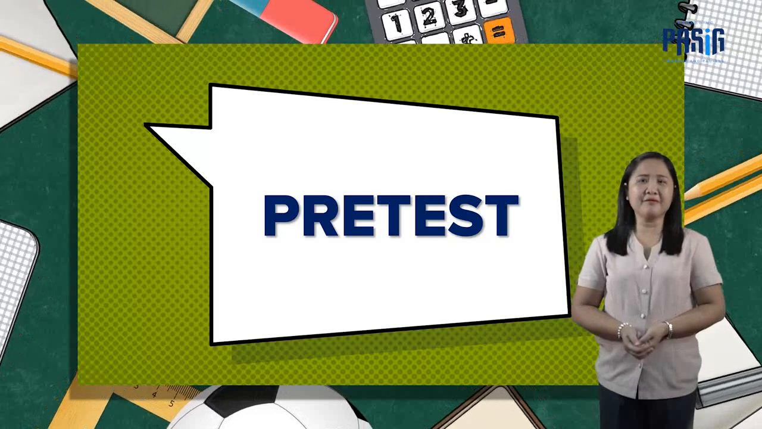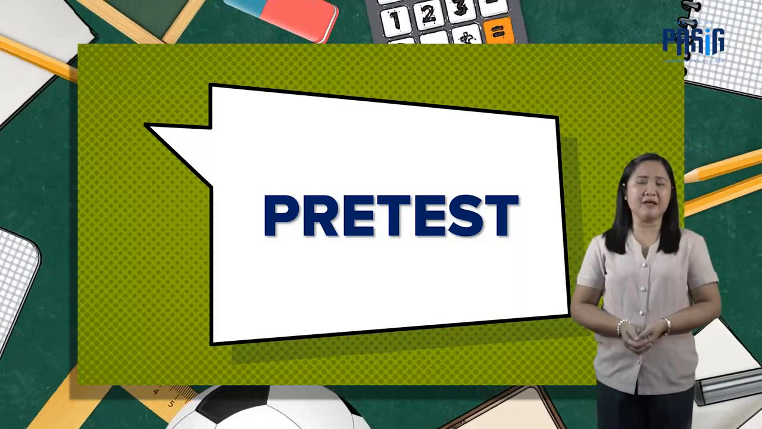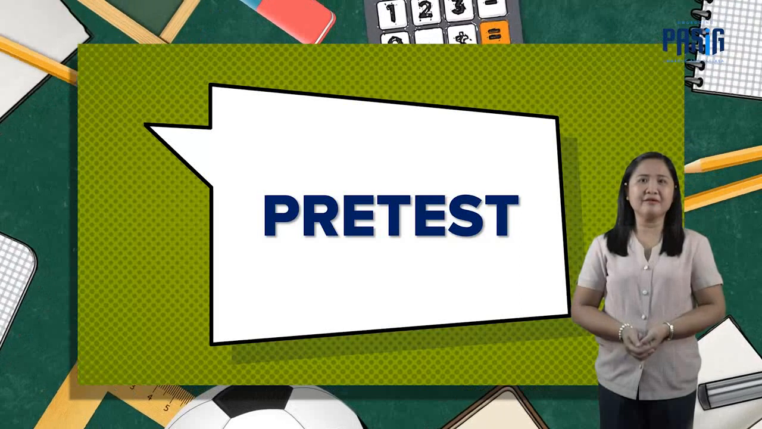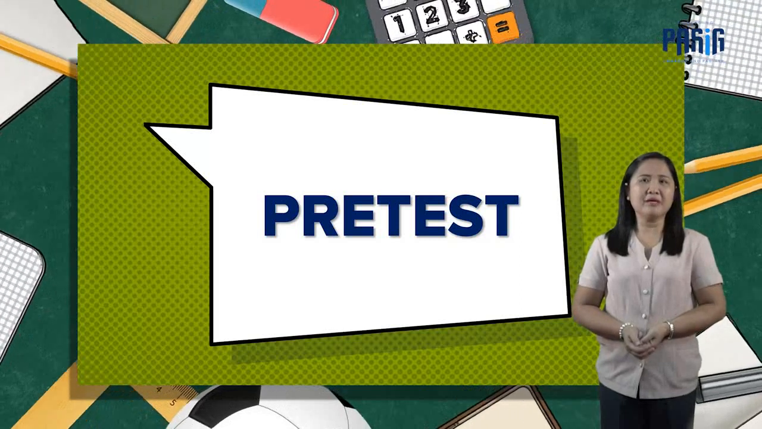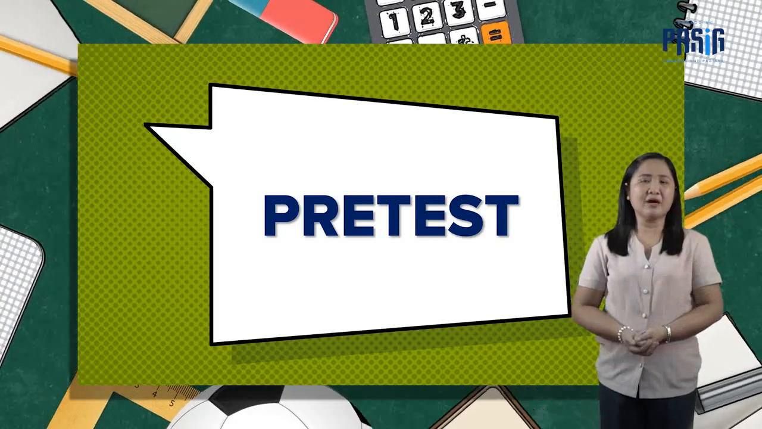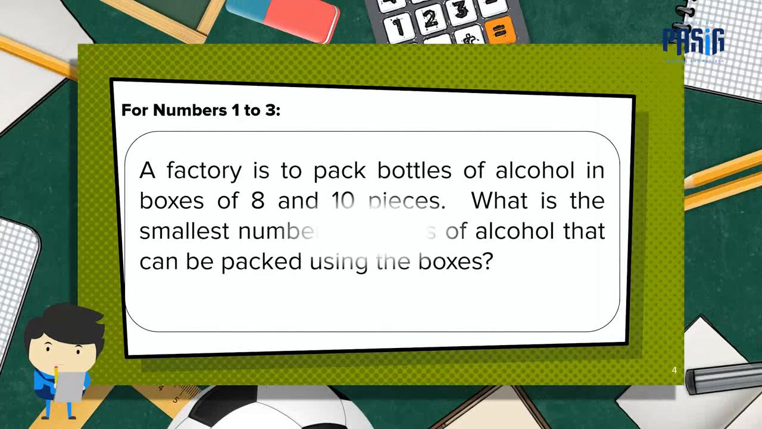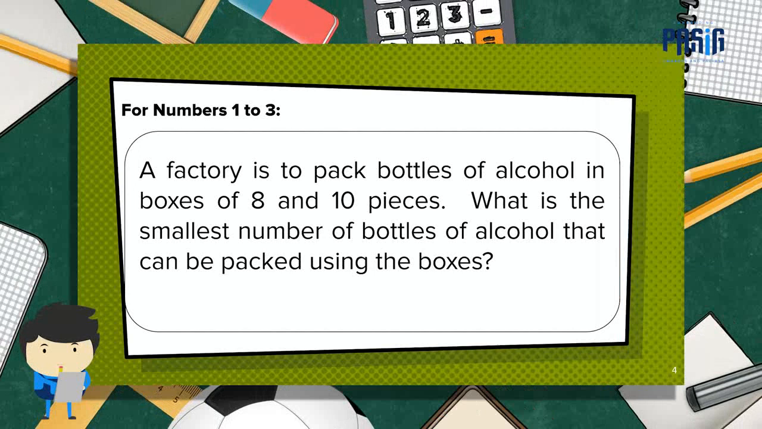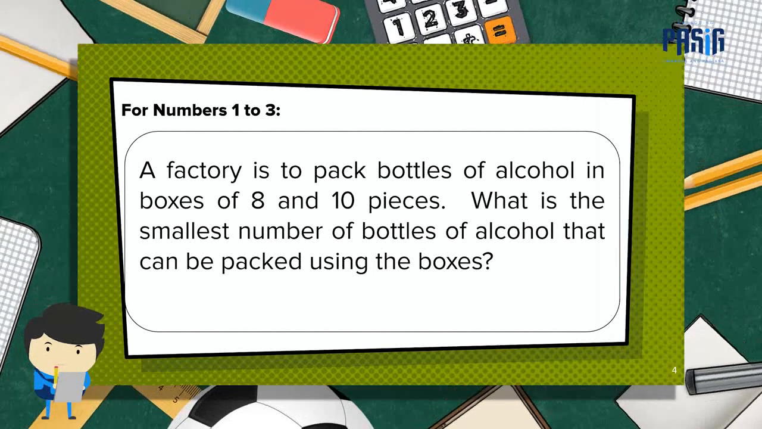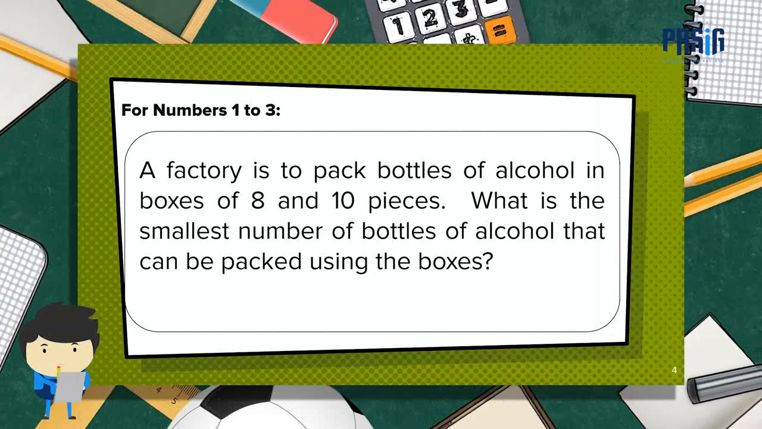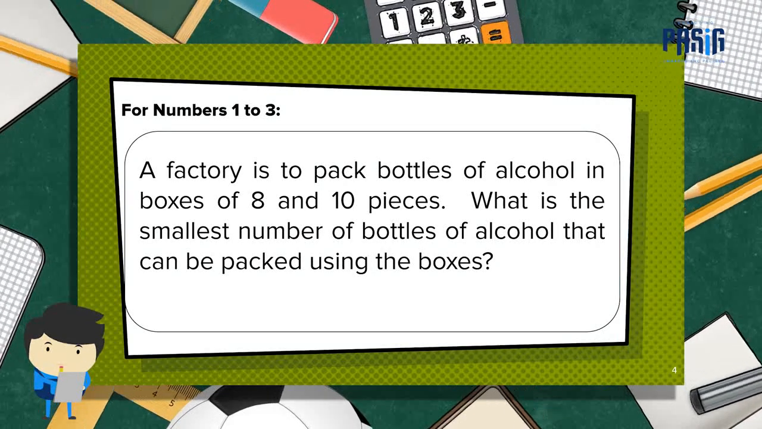Read the problem carefully and answer the questions that follow. Choose only the letter of the correct answer. I will be giving you 5 seconds to write down your answer. Here is the problem for questions 1 to 3. A factory is to pack bottles of alcohol in boxes of 8 and 10. What is the smallest number of bottles of alcohol that can be packed using the boxes?